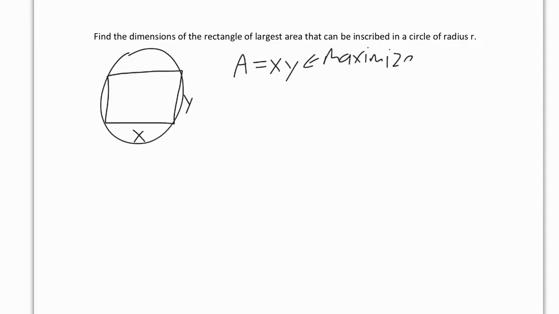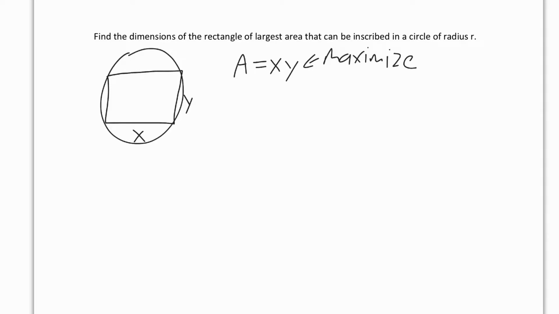And we're going to draw a rectangle inside here. So something like that. Now, the rectangle would have dimensions, let's say, x and y. So our area is going to be xy, and this is what we want to maximize. We haven't included the fact that there is a radius here.